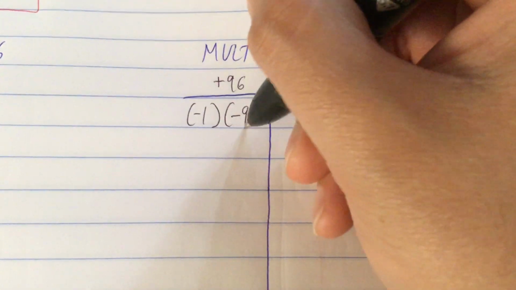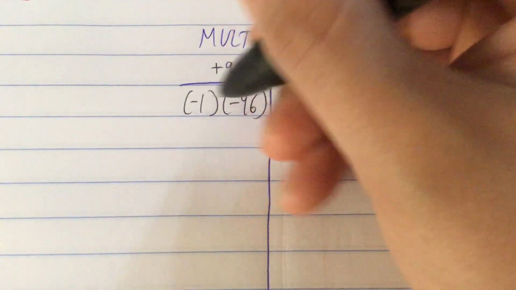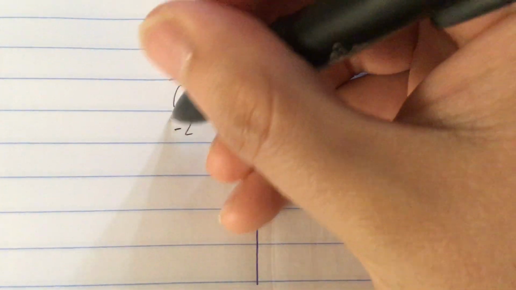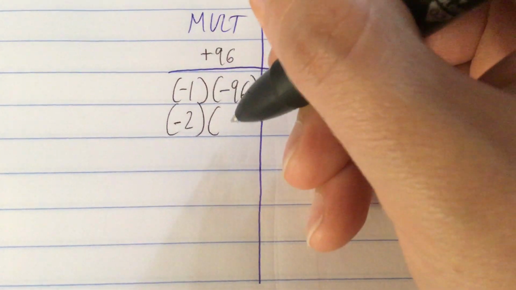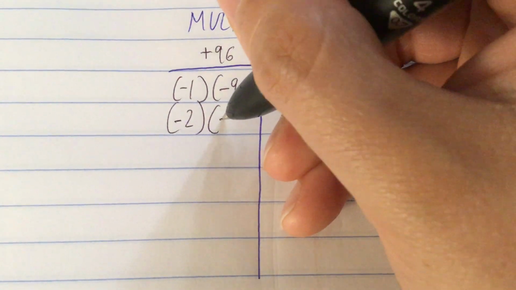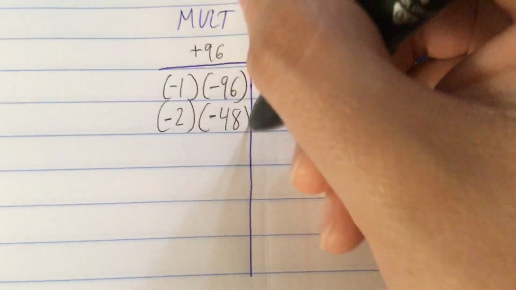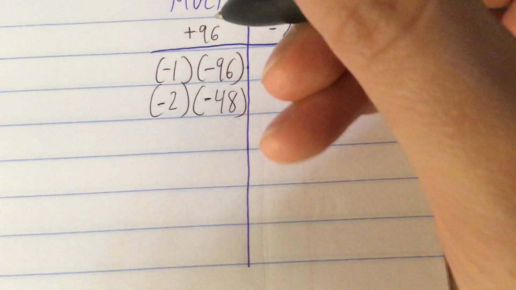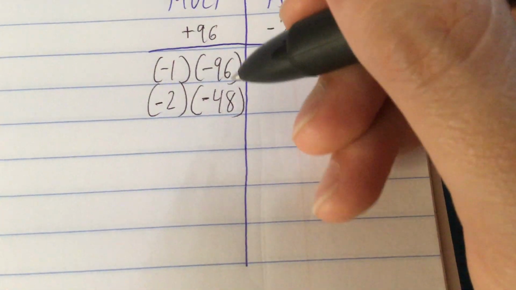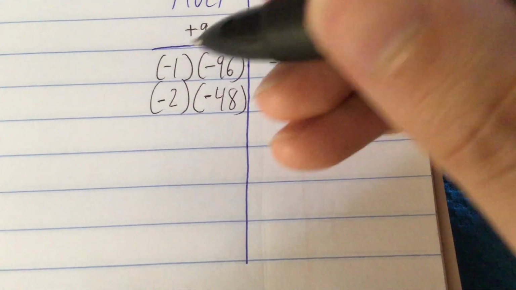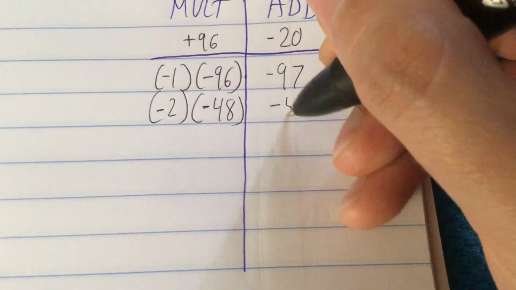So let's start with the basic. Negative 1, negative 96. Those multiply to 96 and add to negative 97. Okay, let's try negative 2. Negative 2 times negative 49, I believe. No, 48. Yeah, 48, 8 times 2 is 16, carry the 1; 2 times 4 would be 8, carry the 1 would be 9. So negative 2 times negative 48 is 96, but they add together to form negative 50.